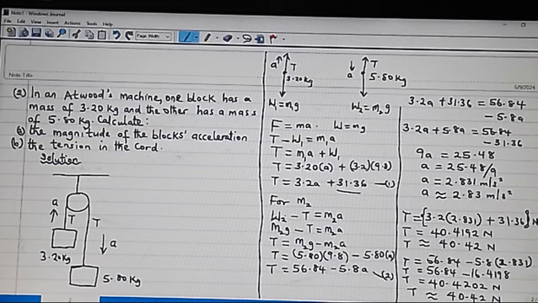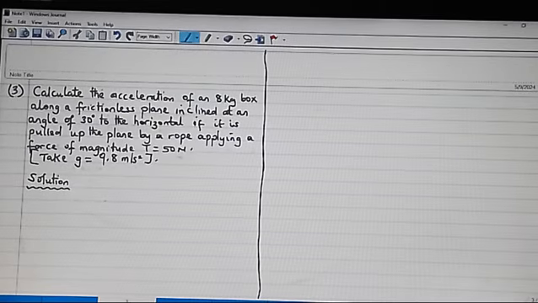You see how simple this is. Let's consider one more example. For this particular problem, we want to consider an object being dragged along an inclined plane. We should calculate the acceleration of an 8 kilogram box along a frictionless plane inclined at an angle of 30 degrees to the horizontal, if it is pulled up the plane by a rope applying a force of magnitude T equal to 50 Newton. Let's take g as 9.8 meters per second squared.